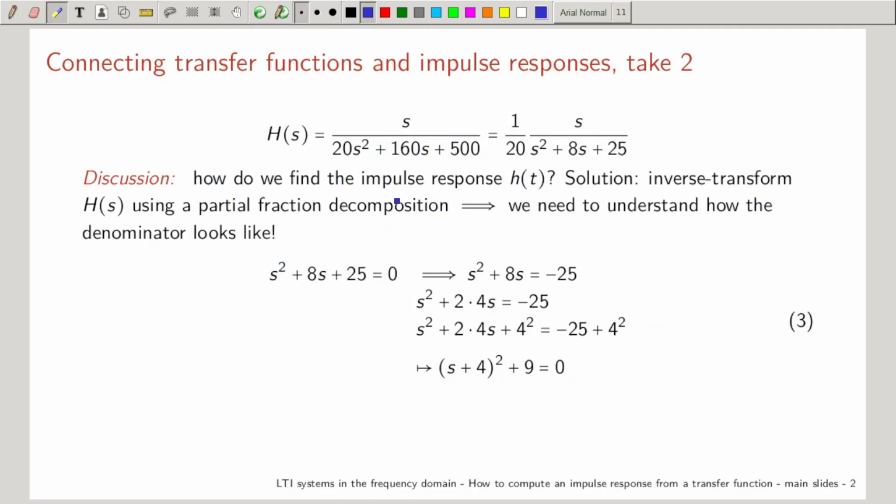So, if I have this object here, this is a polynomial of degree 2. How many values of s are going to make this polynomial equal to 0? Two, true? We have 2 roots. That means that I can write this as (s minus p1)(s minus p2) for opportune p1 and p2. True? Perfect.